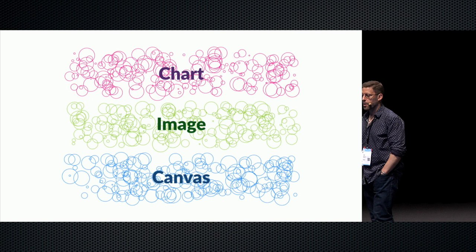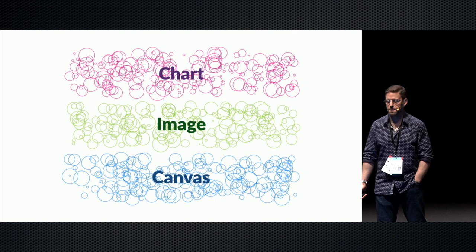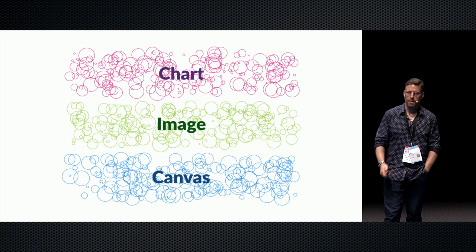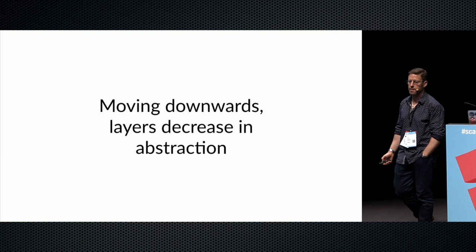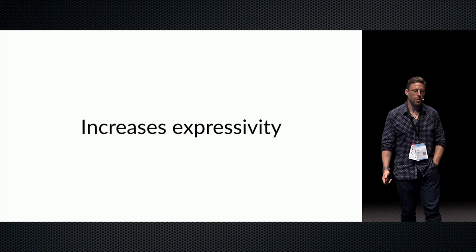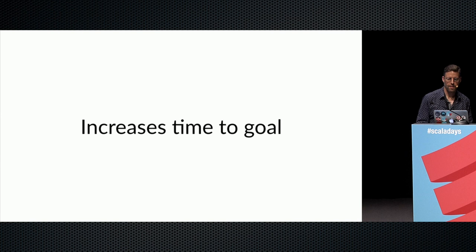So Doodle is built like a delicious layer cake. Three different layers, starting at the top from the highest level of abstraction, the chart language, we have the image language in the middle, and then the canvas, which is our lowest level way of rendering. So decreasing in abstraction as you go downwards, down this delicious cake, but increasing in expressivity. So you can do more things, but it's probably going to be a bit harder to do it as you move down that layer. A bit more time to the goal, depending on your goal, of course.